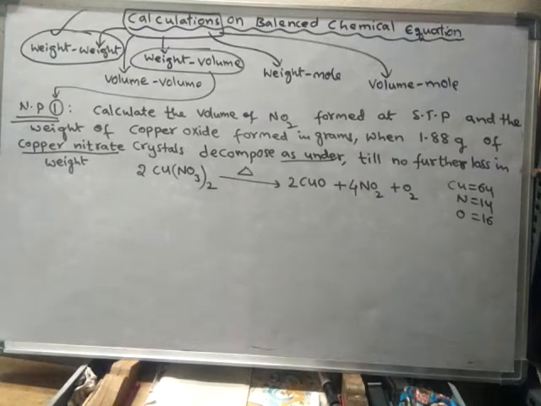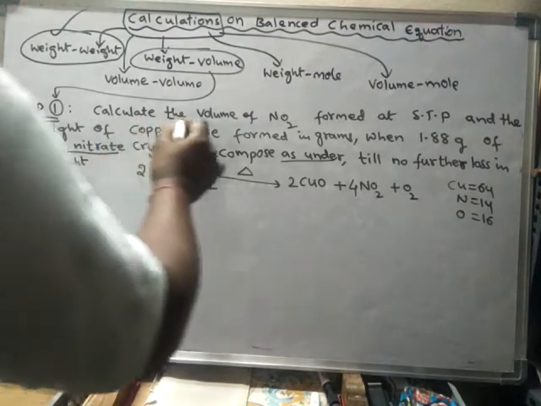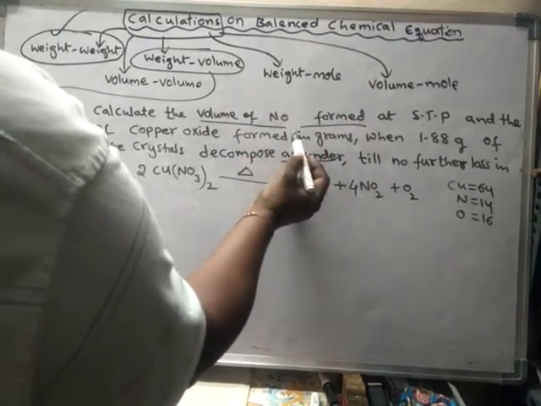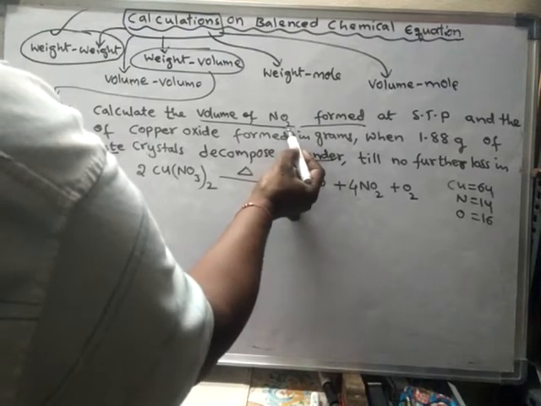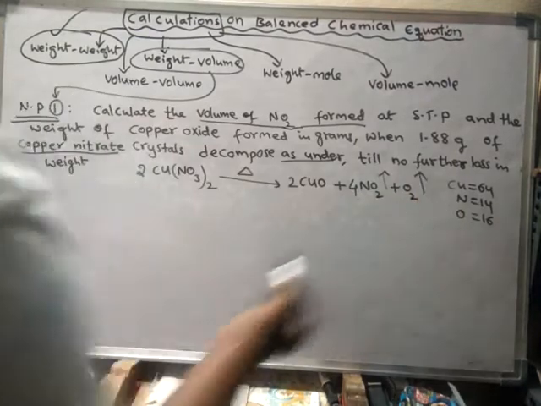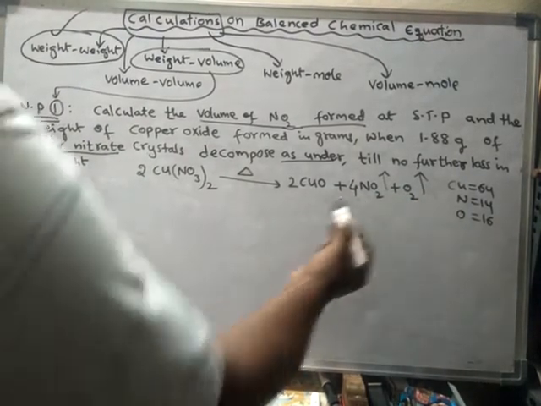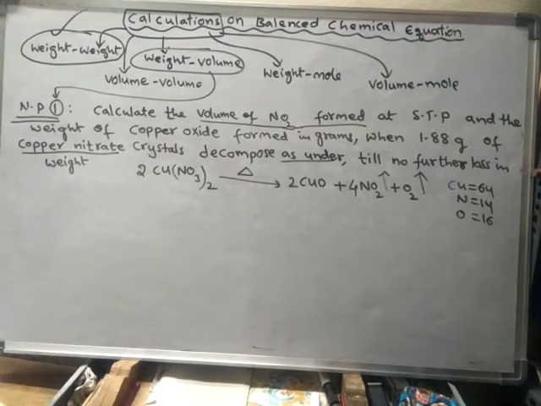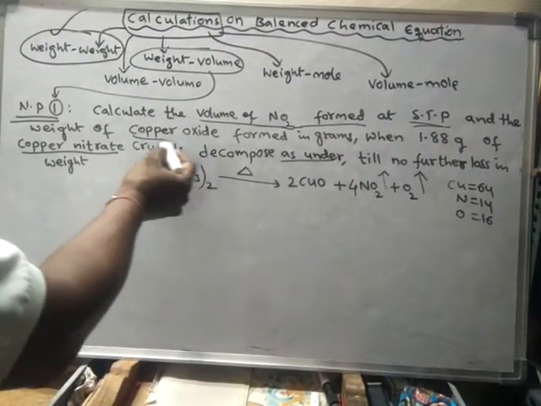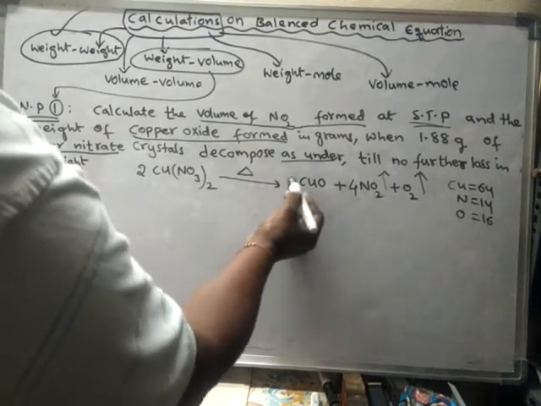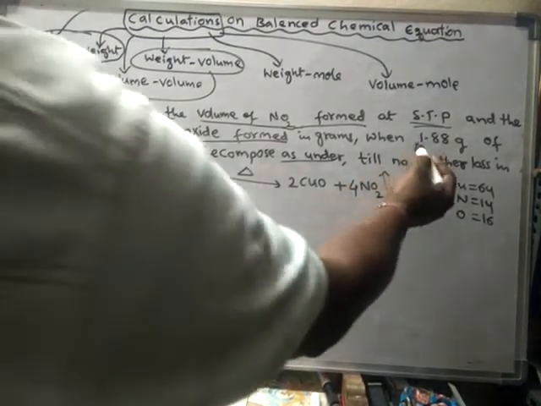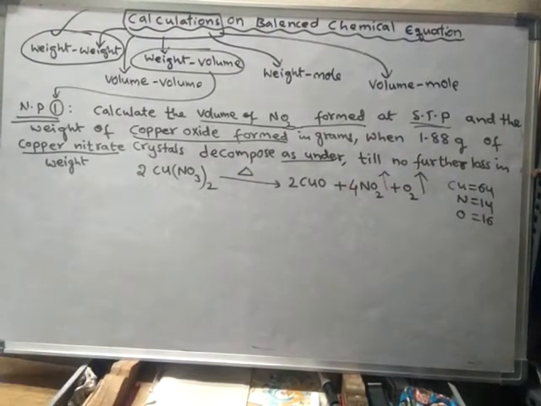So what do we have to calculate? We have to calculate the volume of NO2 formed. How much NO2 is formed? This is a gas. So we have to find the volume of NO2 formed at STP, and also the weight of copper oxide formed, when 1.88 grams of copper nitrate is heated.